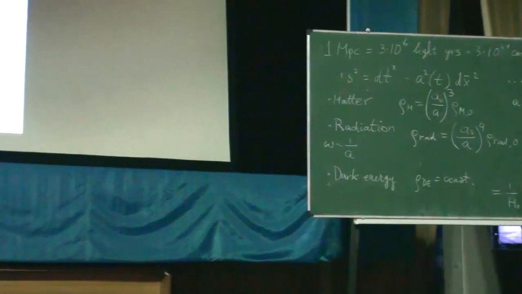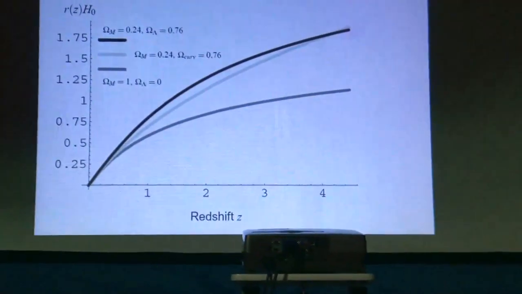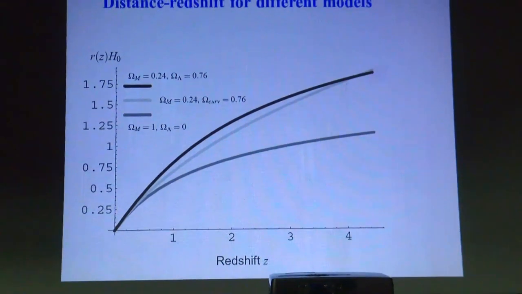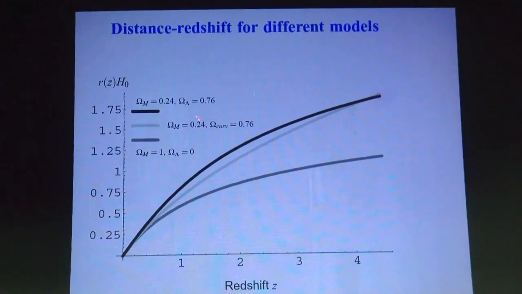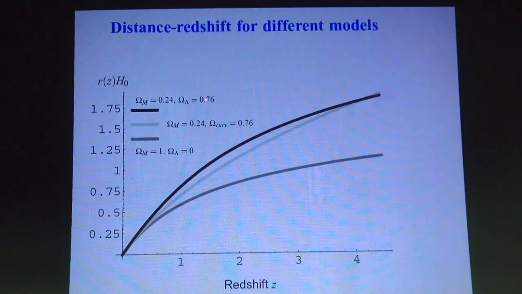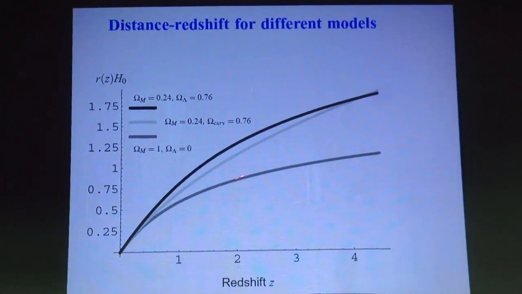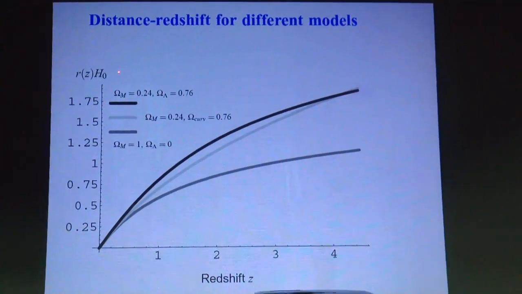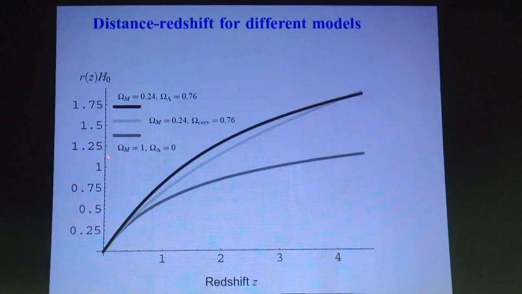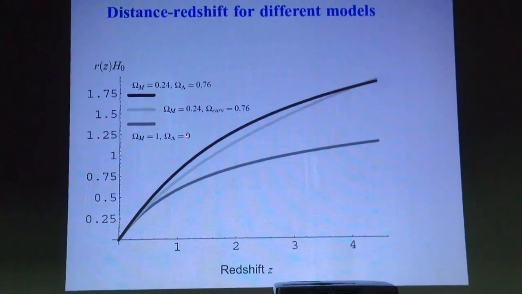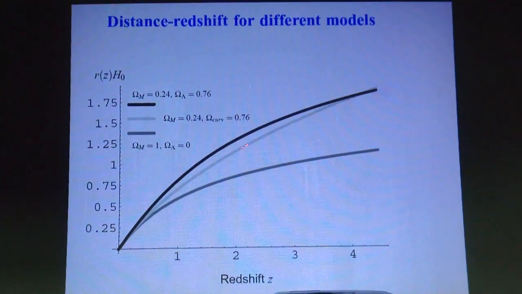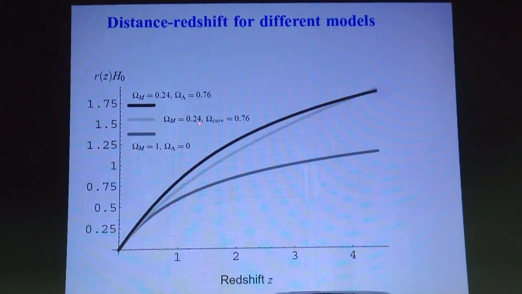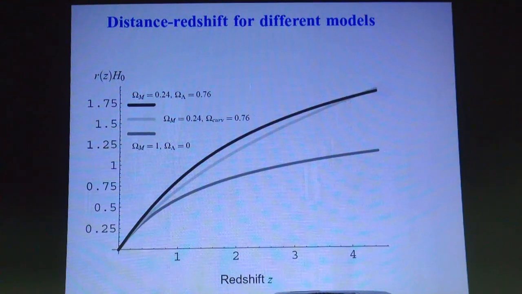So the distance-redshift relation for different compositions of the universe is shown here, right? This black curve corresponds to more or less the present composition of the universe. This curve would be the redshift-distance relation for a matter-dominated universe without any dark energy. And here, this would be the redshift-distance relation for the universe in which matter is more or less what we know today, but the rest in the Friedman equation is dominated by the curvature.